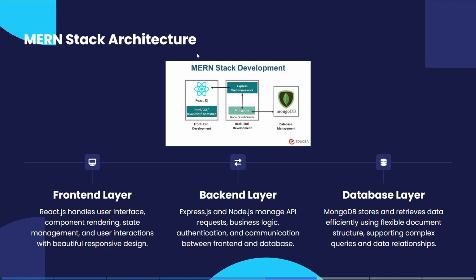Now we will look into the MERN stack architecture. The MERN stack has three main layers, which are the front-end, back-end, and database layers. In the front-end layer, we use React.js, which shows the app screen and updates it instantly when the data changes. Coming to the backend layer, here we use Express.js and Node.js, which handle all the requests from the front end, check the authentication, and apply the business logic. It also communicates with MongoDB to fetch or store the data.